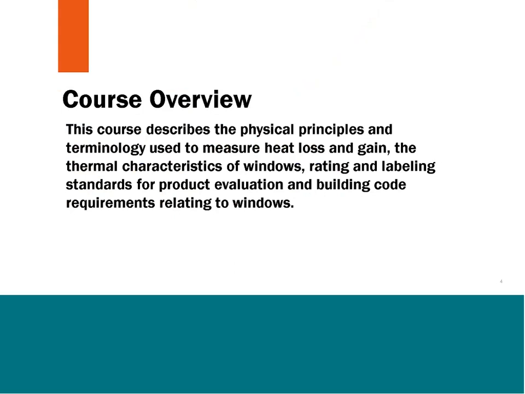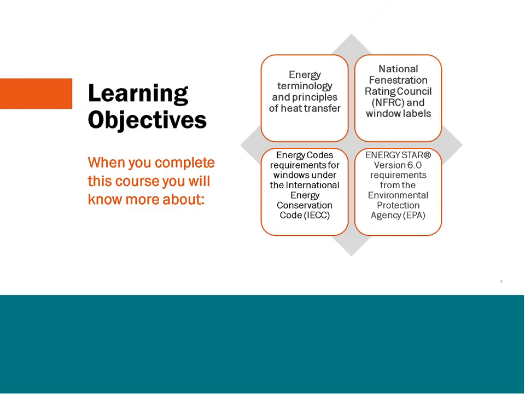Our course overview for today: this course describes the physical principles and terminology used to measure heat loss and gain, the thermal characteristics of windows, grading and labeling, standards for product evaluation, and building code requirements relating to windows. When you complete this course, you're going to know more about energy terminology and principles of heat transfer, understand the National Fenestration Rating Council, NFRC, and window labels. We're also going to know more about the energy code requirements for windows under the International Energy Conservation Code, and we're going to review the Energy Star version 6.0 requirements for the EPA.